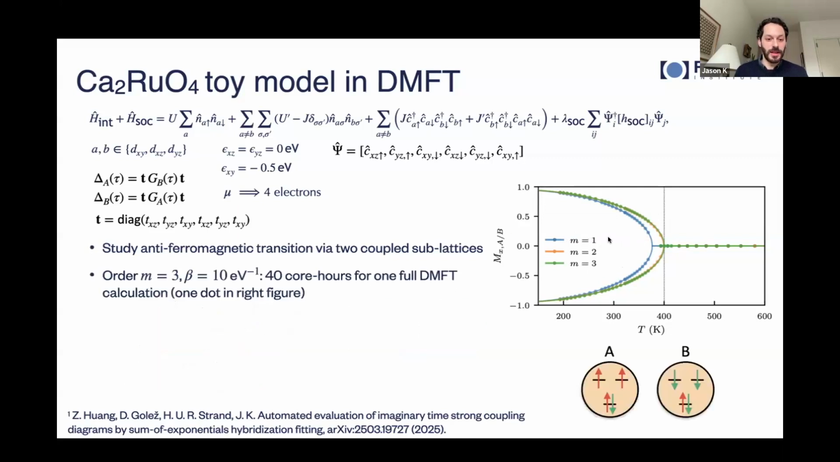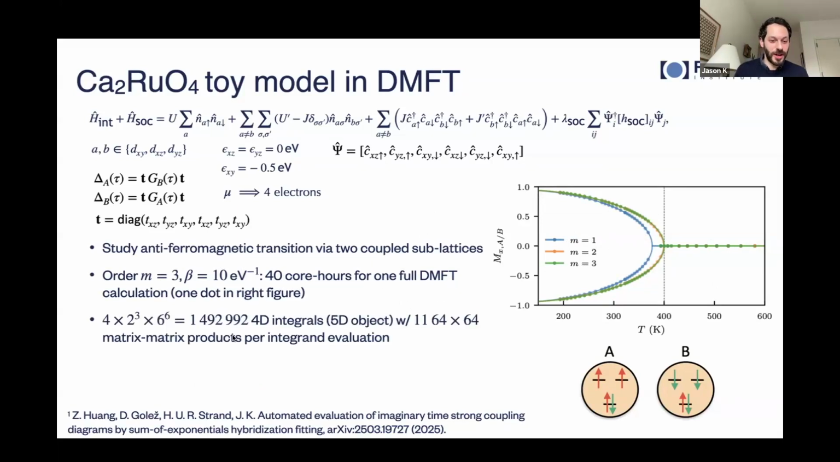Yes, so essentially each of these DMFT calculations, because we're using this solver, was quite inexpensive. Here, this is a timing for quite high temperature. It gets more expensive for lower temperature, but at pretty high temperature, the 3rd order calculation takes 40 core hours, which is very, very manageable. So we can map out this full diagram.